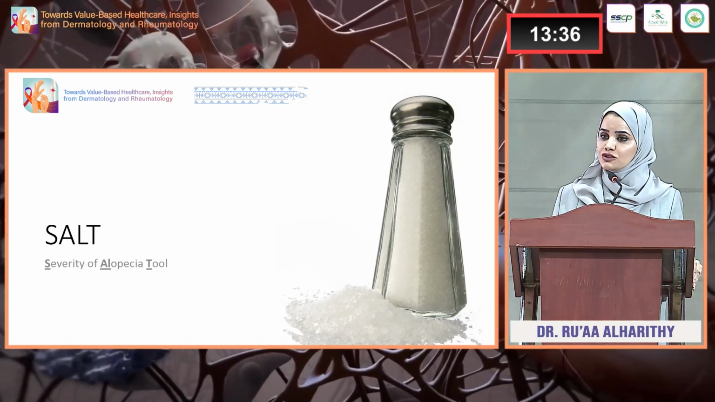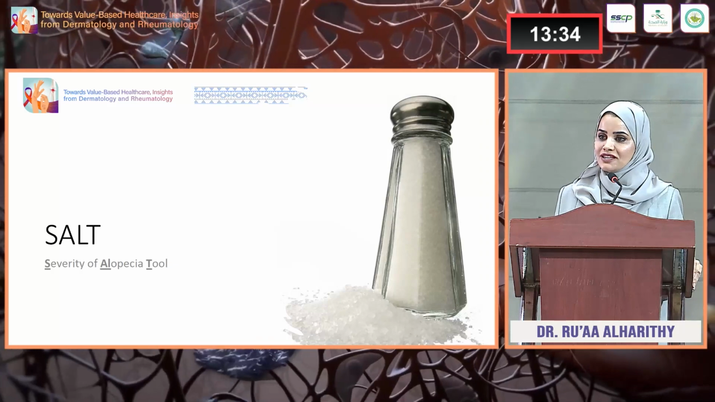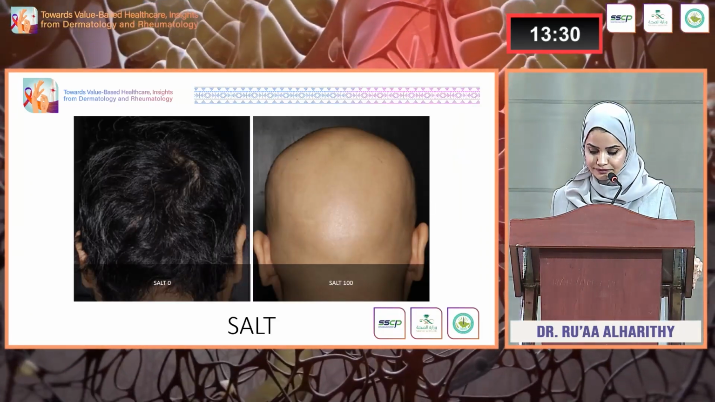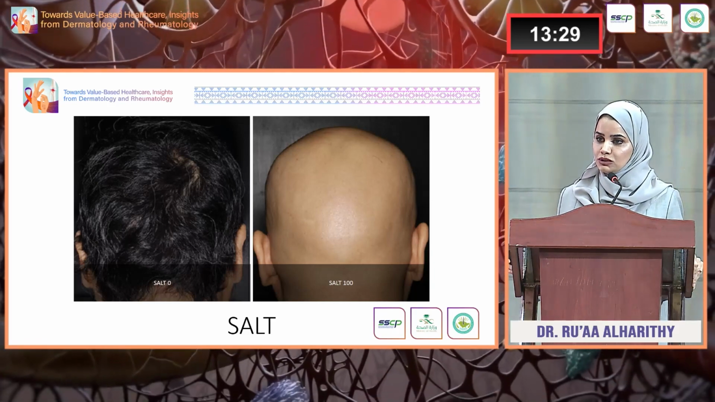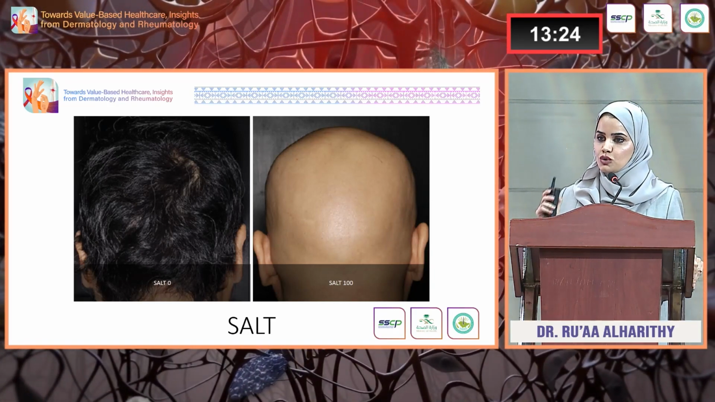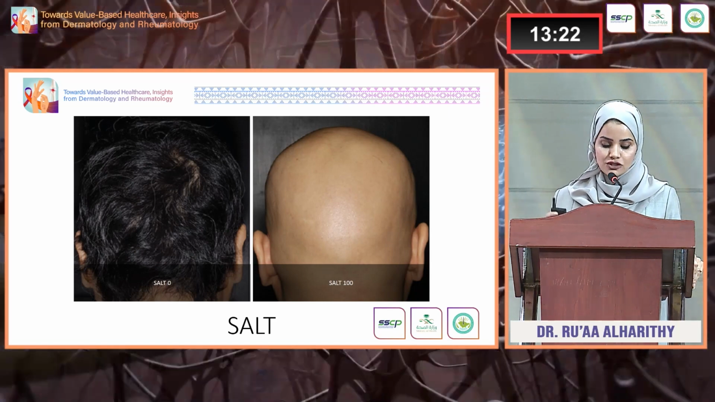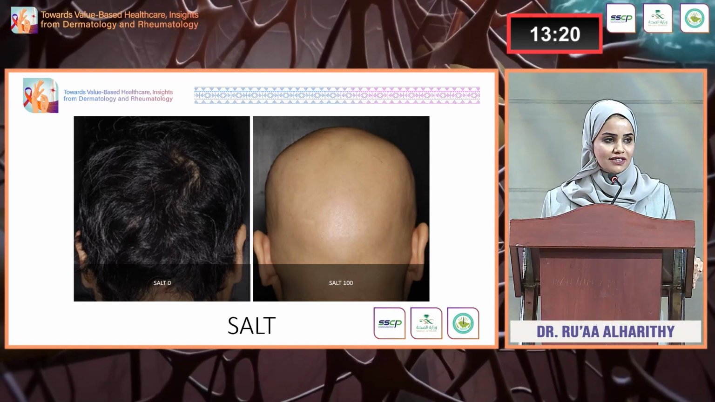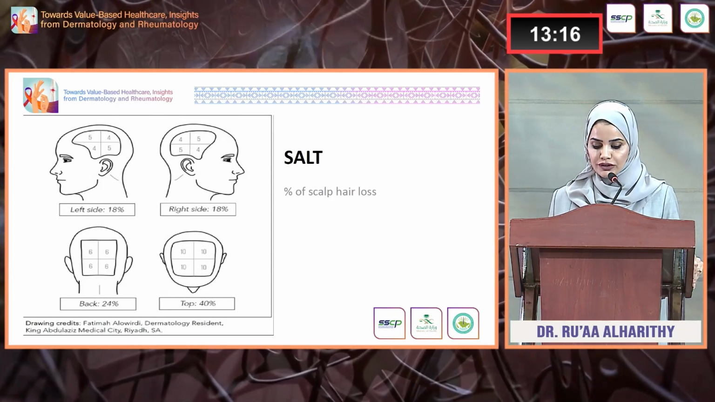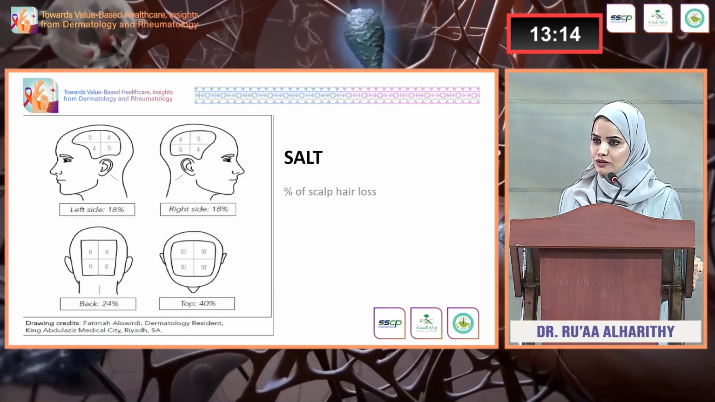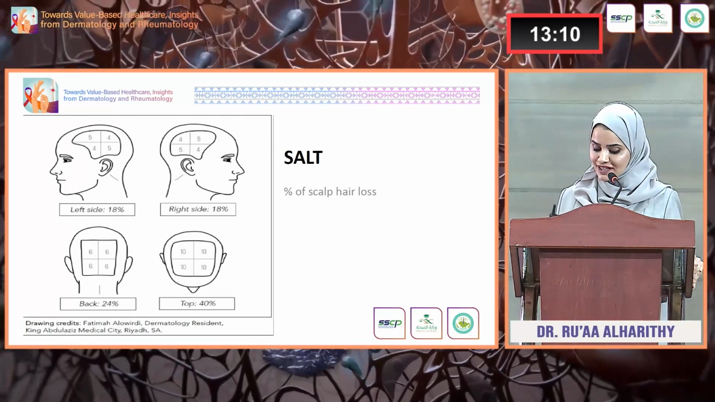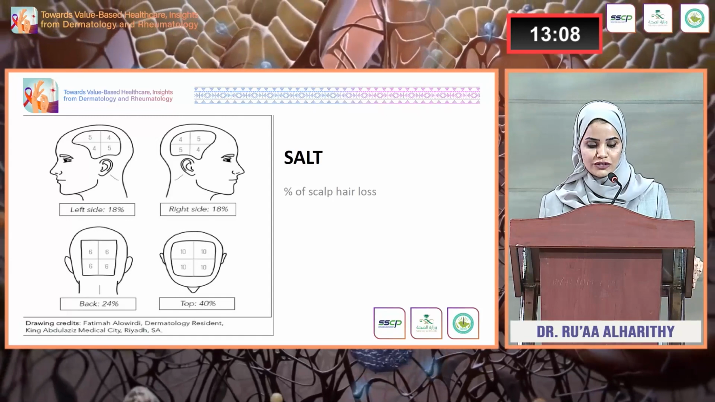So today, I'll just go step by step to make this more applicable, time efficient in our clinics. It's a simple tool where SALT 0 is no hair loss, and SALT 100 is 100% hair loss. And you divide the scalp into 4 areas where you have the left side comprising 18%, the right side in a similar way, the back is 24%, and the top is 40%.